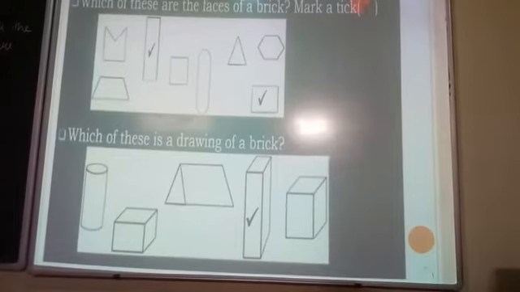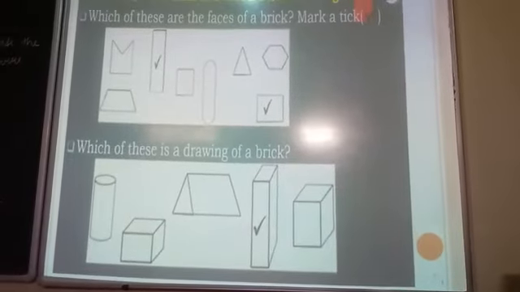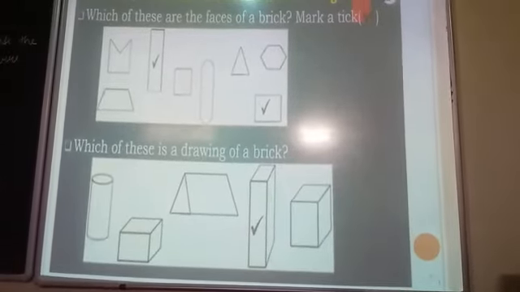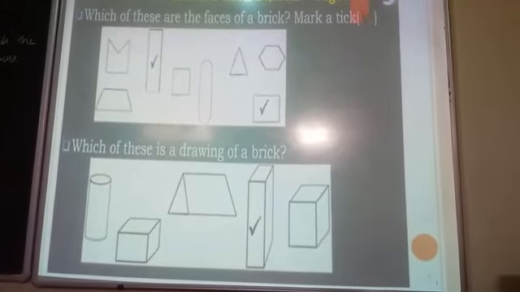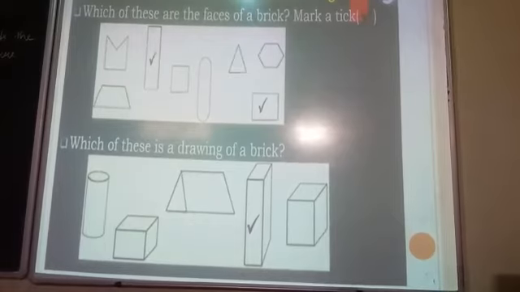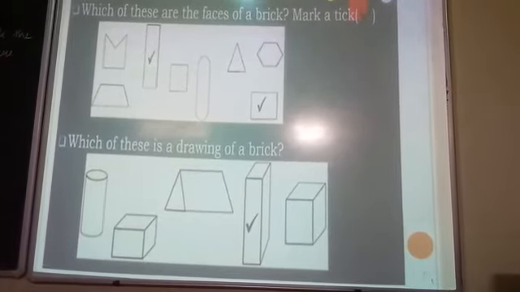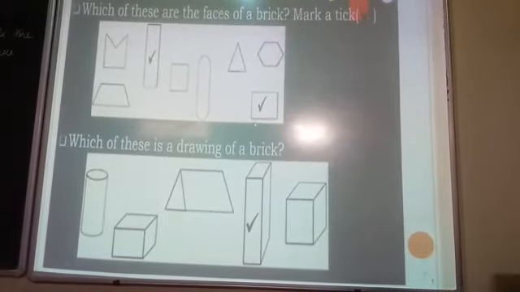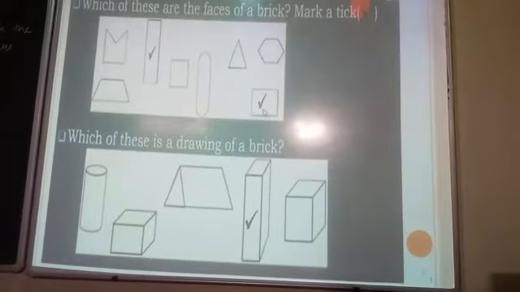You can see here, page number 4, an activity is given. Which of these are the faces of a brick? You have to tick mark which are the faces in a brick formation. You can see the faces there. The two tick marks I have already given here. So these are the two faces you can see in the brick.